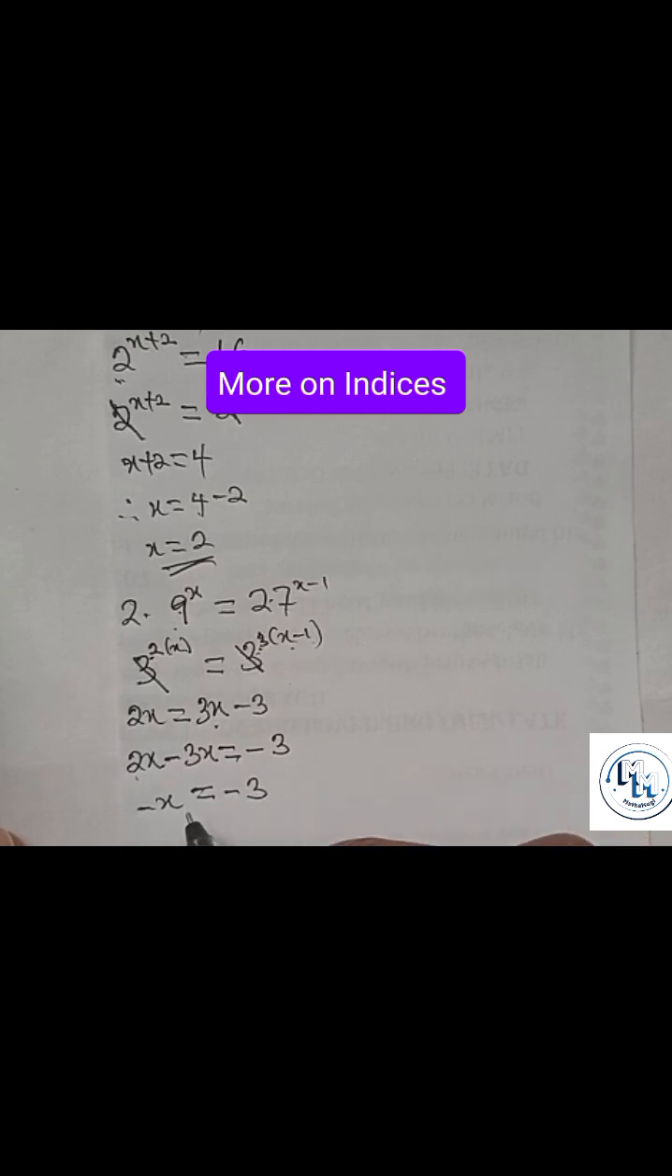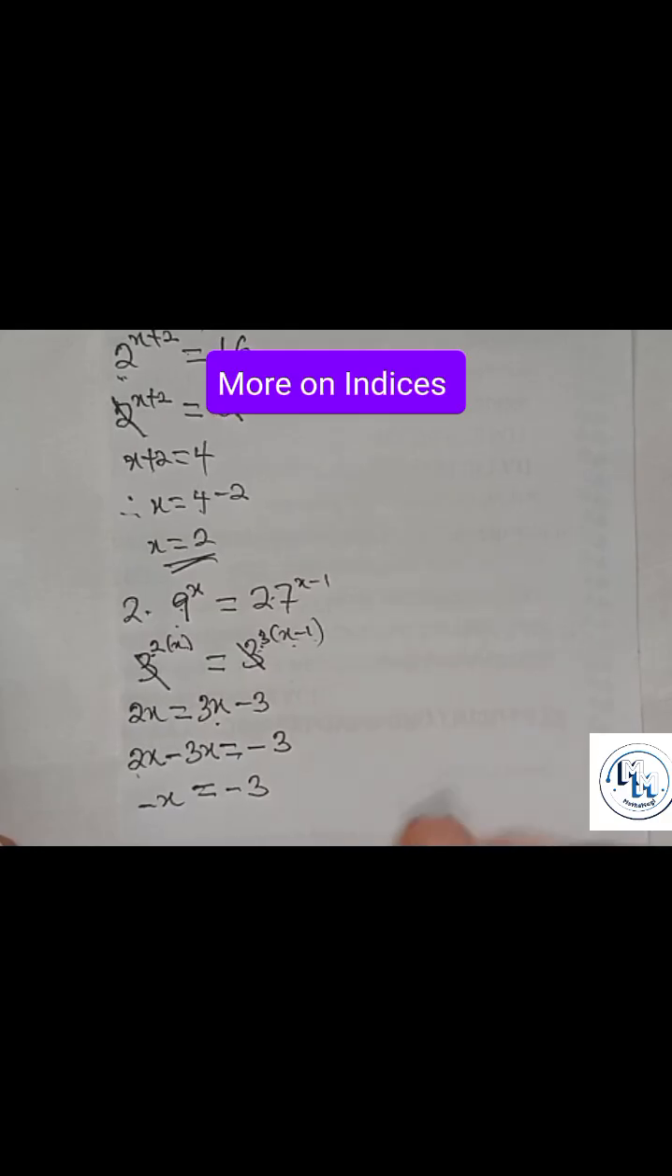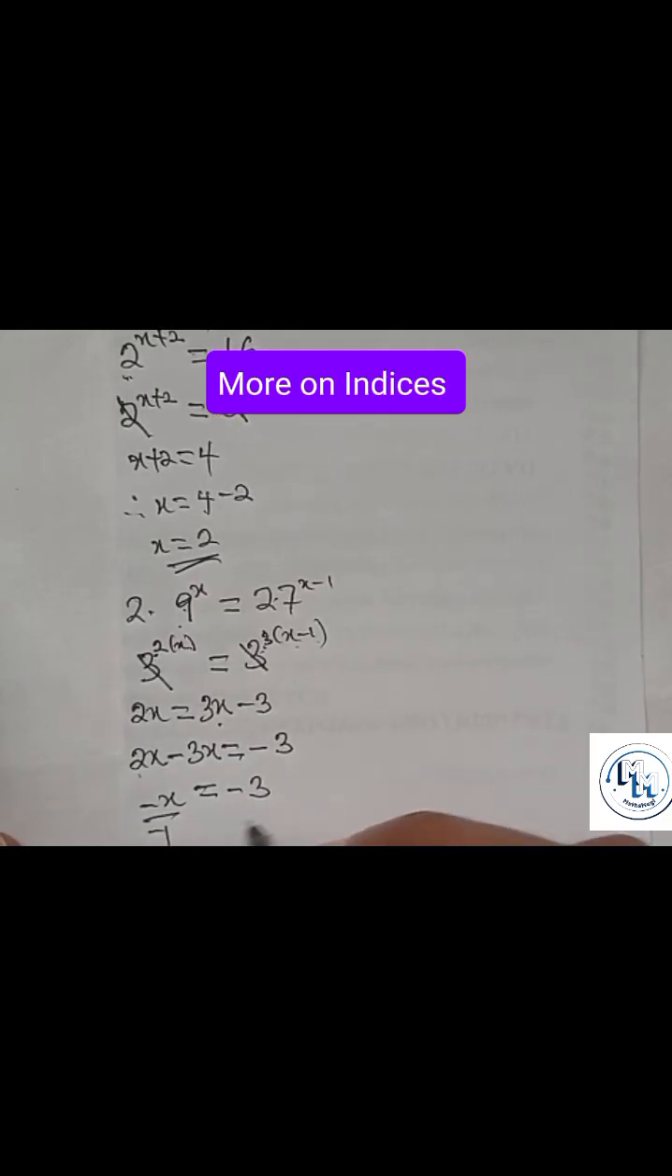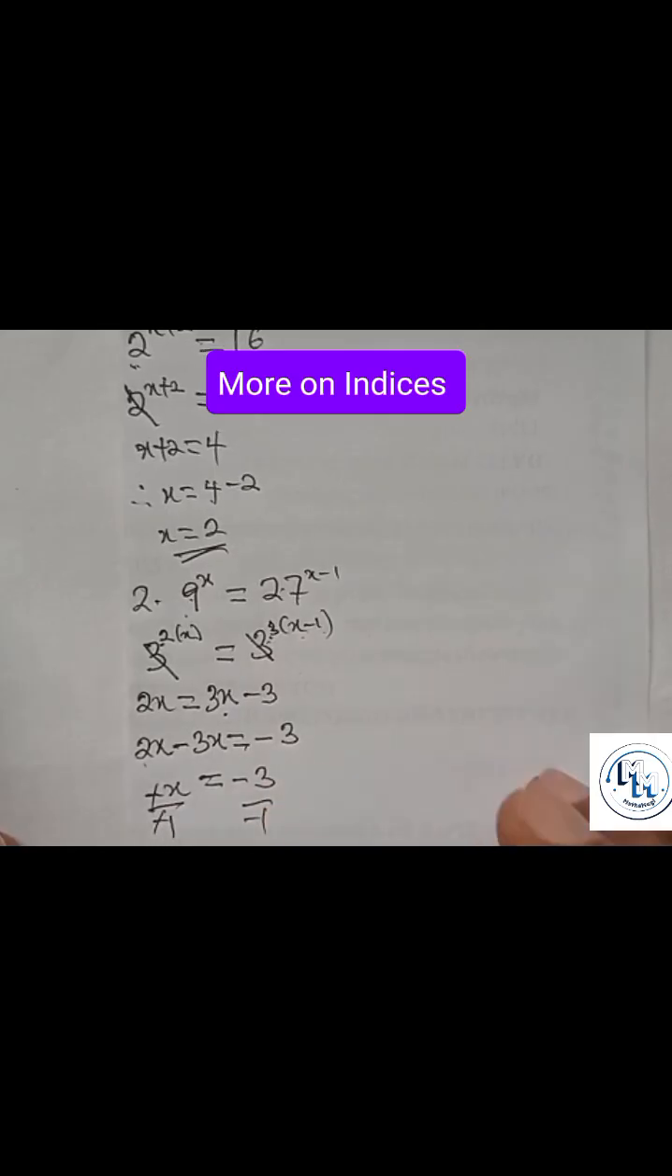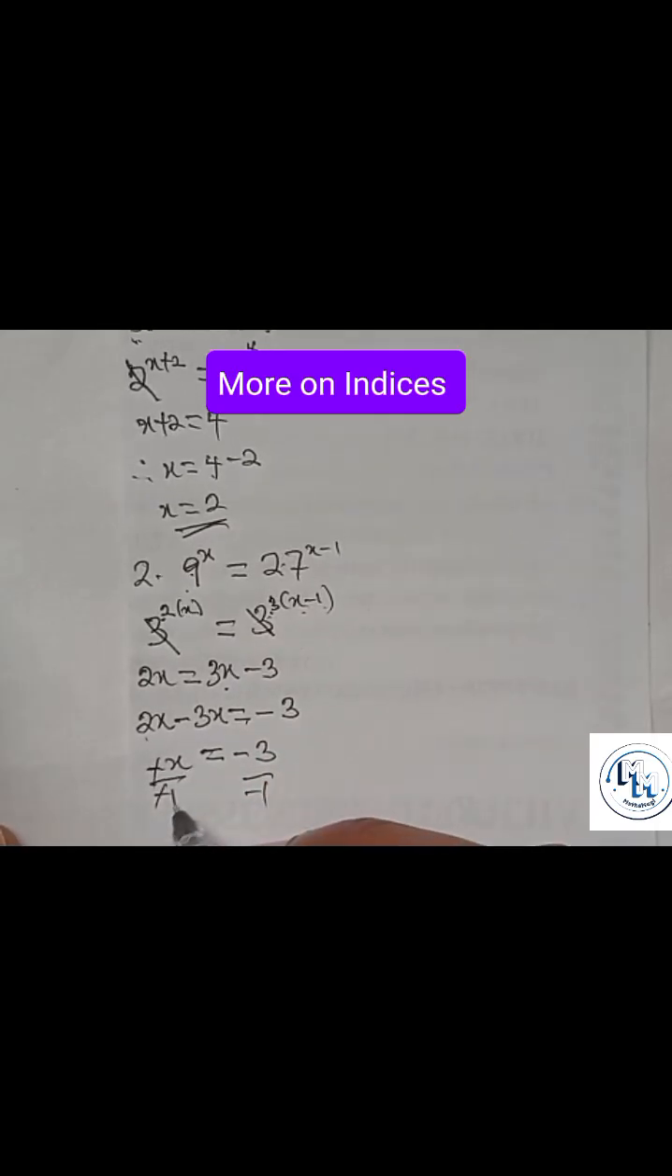Now, the coefficient of this x is minus 1. So I'll divide both sides by minus 1. Minus cancel minus, that is plus. 1 divided by x is x, because anything you divide by 1 is that thing again. Minus cancel minus, that's plus. 3 divided by 1 is 3. So the value of x is 3. Okay.